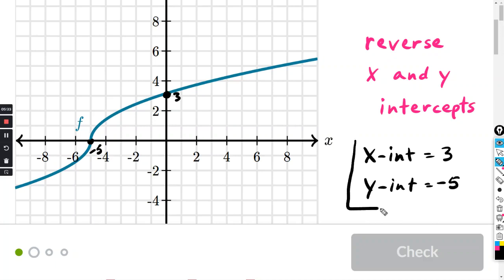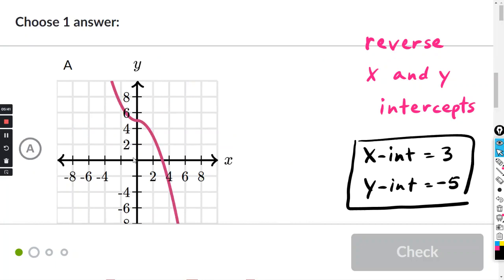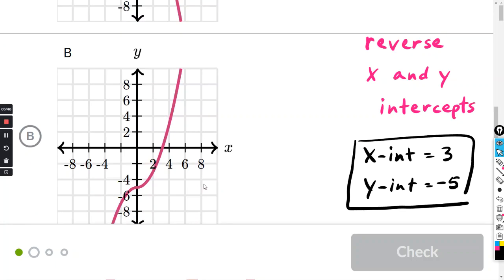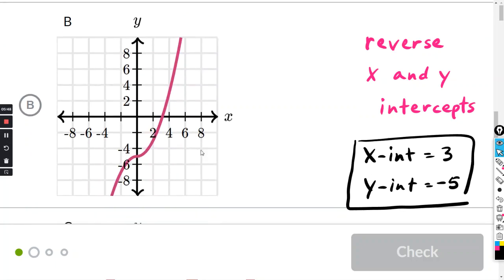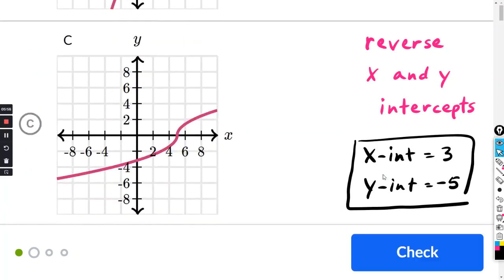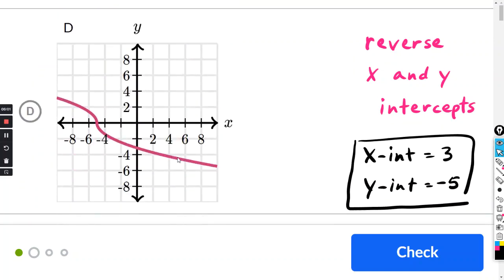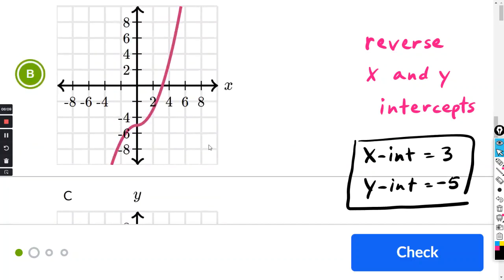So if we look at our multiple choices, it should meet this criteria right here. Let's take a look. Okay, answer A has the y-intercept at 5. We want -5. Answer B, x-intercept 3, y-intercept -5. That could be correct. Answer C, they have the x-intercept at 5. That's wrong. Answer D, they have the x-intercept at -5. That's wrong. Okay, so the only answer is B.